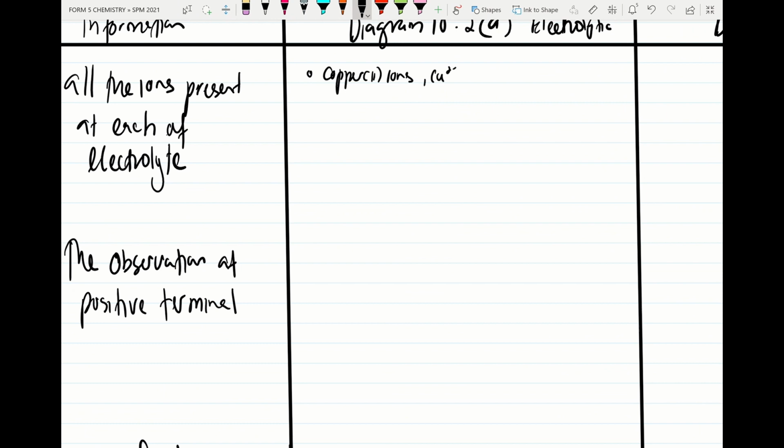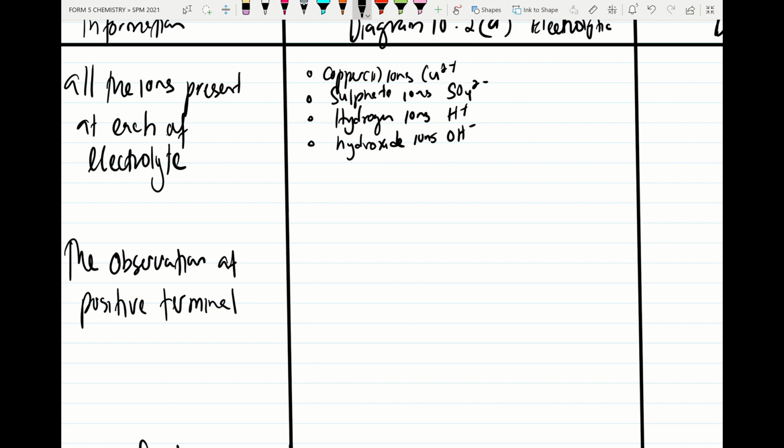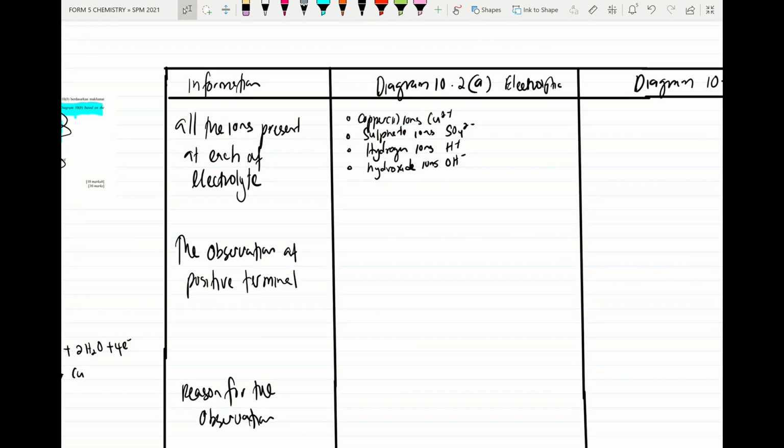So I put symbol Cu2 positive. Next ion will be sulfate ion, so SO4 2 negative. Next ion will be hydrogen ion, so I put here H positive, and hydroxide ion, so OH negative. All right, so this is the solution used as electrolyte in diagram 10.2a.